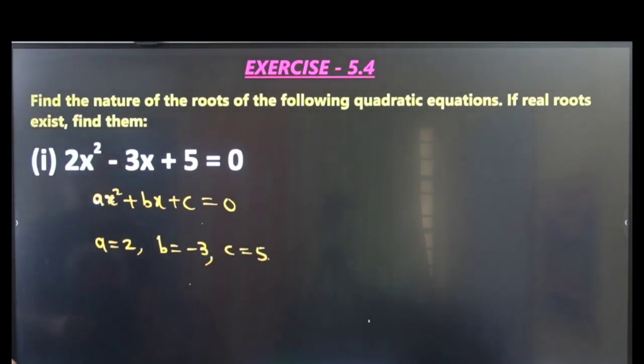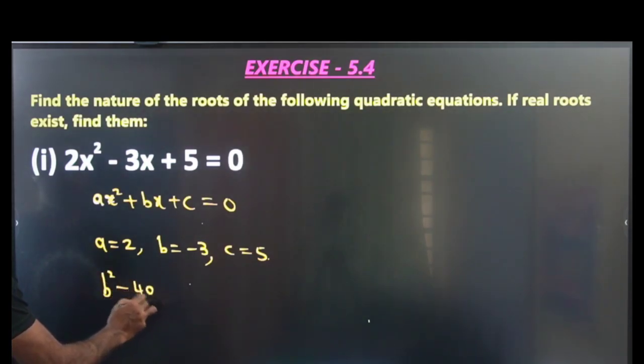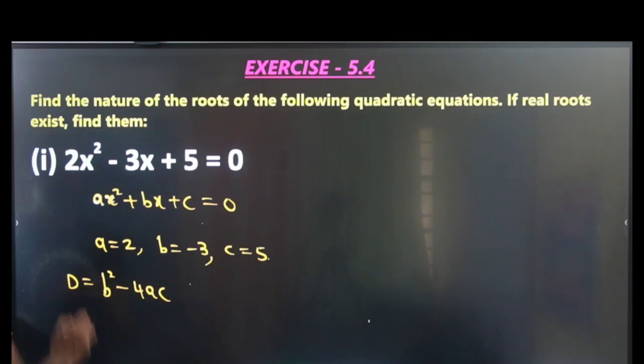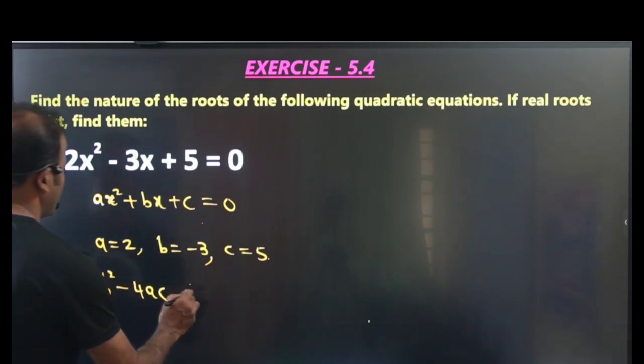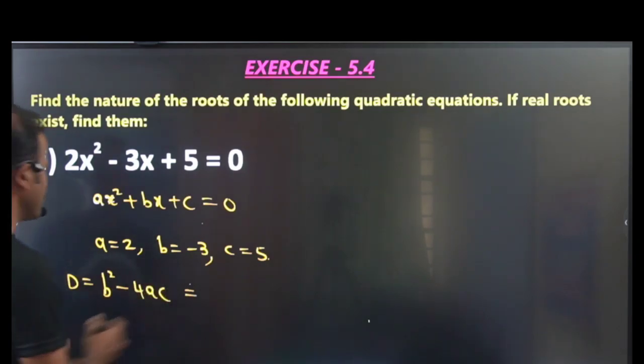Now you have to find the value of b square minus 4ac, which we call the determinant, indicated with the letter D. If the determinant value is greater than 0, you will get two distinct real roots. If it is equal to 0, you will get two equal real roots. If it is less than 0, real roots do not exist. Let us see what type of roots we are going to get.